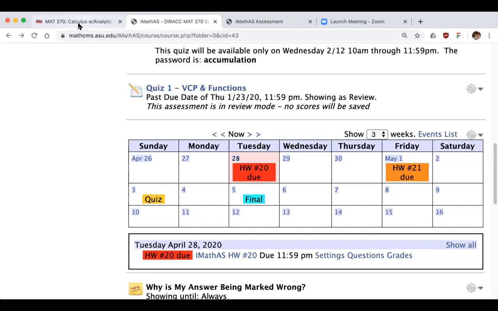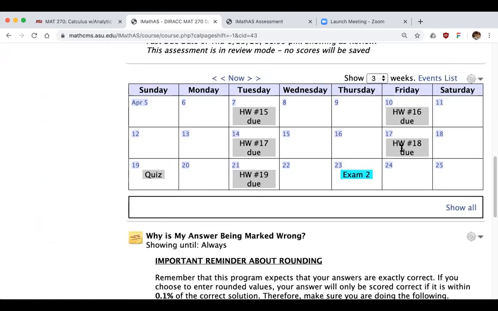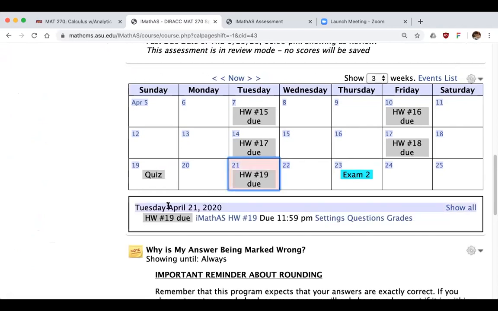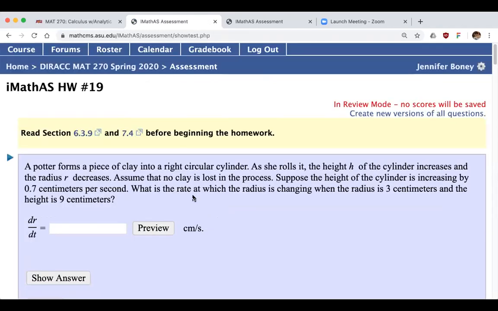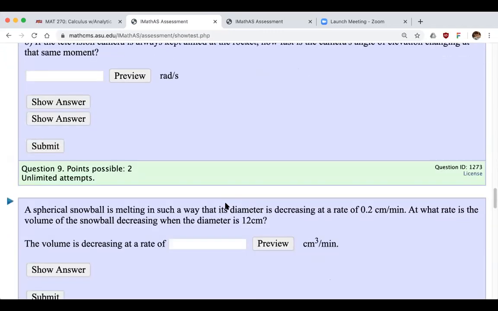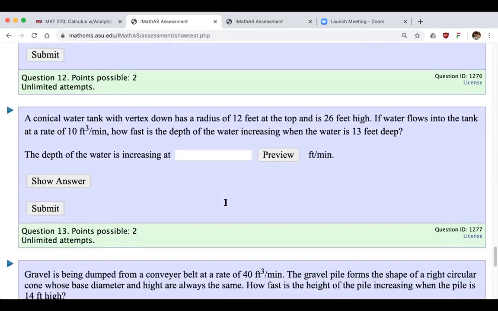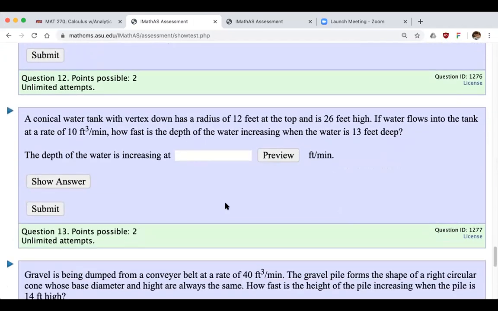Let's see. Oh, I was looking for previous assignments. So it was this one, I believe, right before the exam, had your cone questions on it. Yep. Let's see, question number, conical water tank. So you had a very similar question to this on the test. So let me just talk about this one.